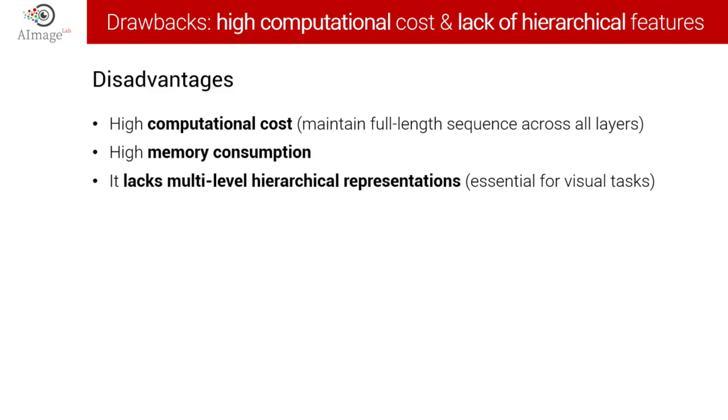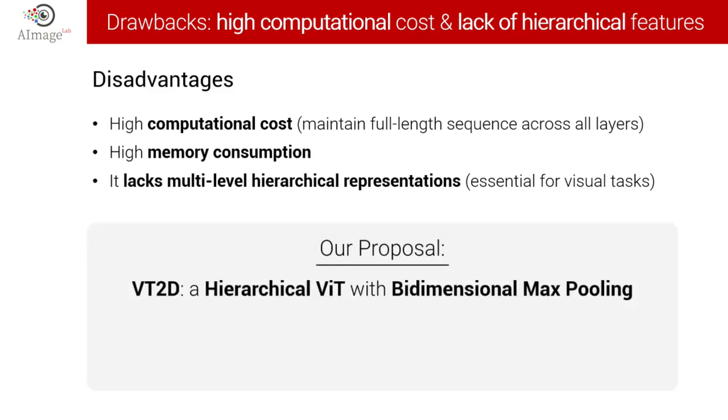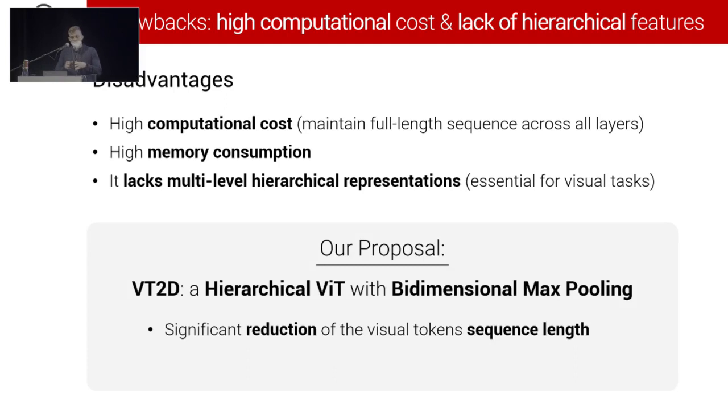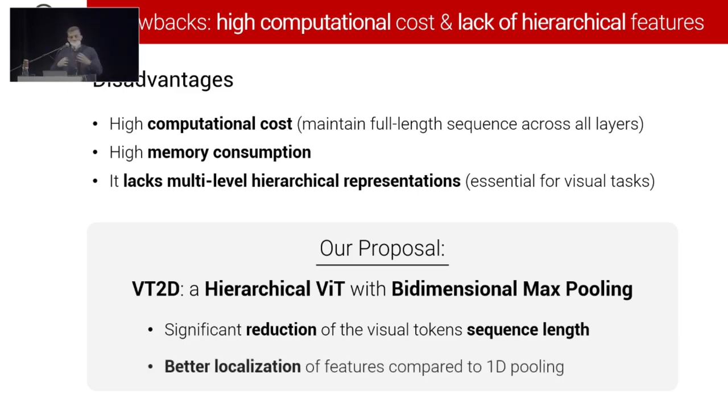So to solve this problem, we propose VT2D, a hierarchical vision transformer with bidimensional max pooling that offers a significant reduction of the visual token sequence length and therefore a reduction of the computational cost associated with the transformer encoder, and a hierarchical structure that allows better localization of features when compared to a traditional one-dimensional max pooling. So let's now take a closer look at our proposed architecture.